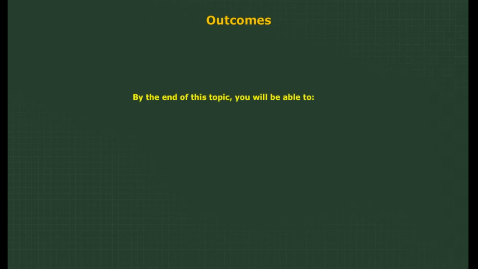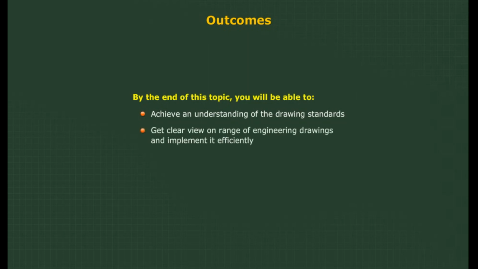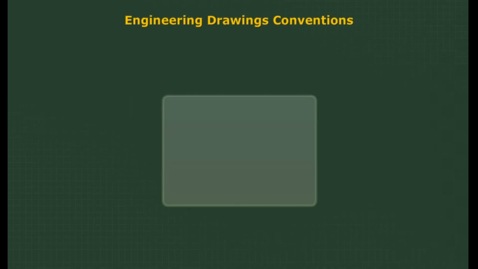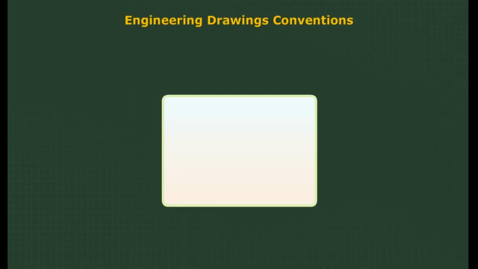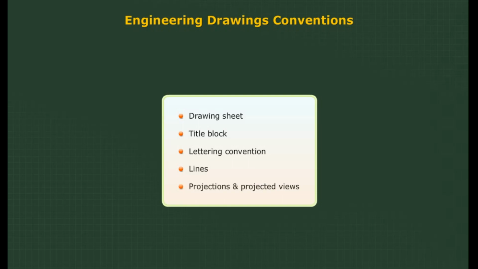Outcomes. By the end of this topic, you will be able to achieve an understanding of the drawing standards, get a clear view on the range of engineering drawings and implement it efficiently, and know the different views of an object. Engineering drawing conventions. This section will take you through understanding drawing sheet, title block, lettering convention, lines, projections and projected views.